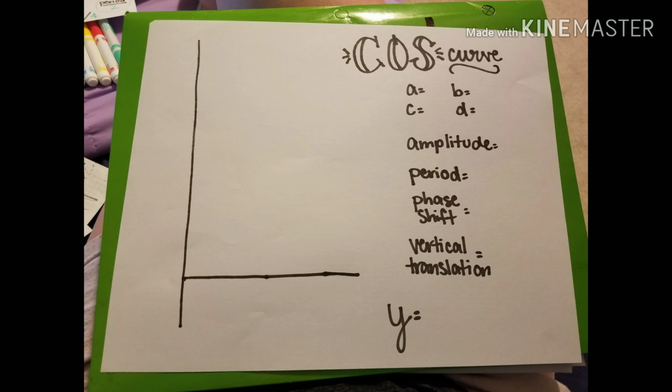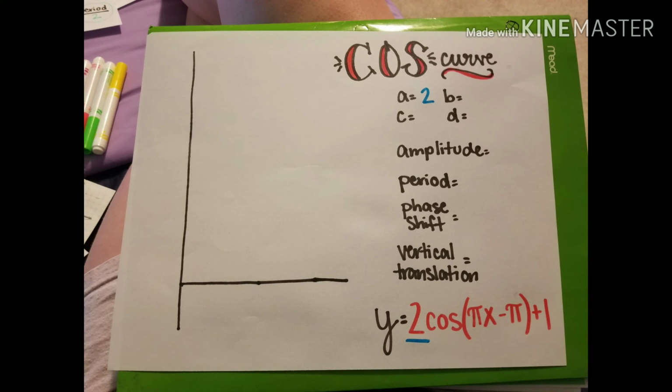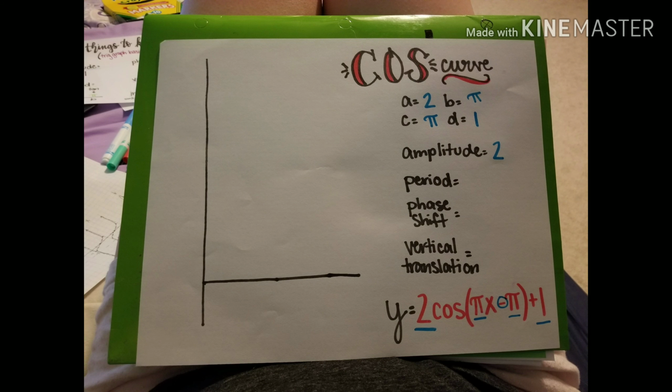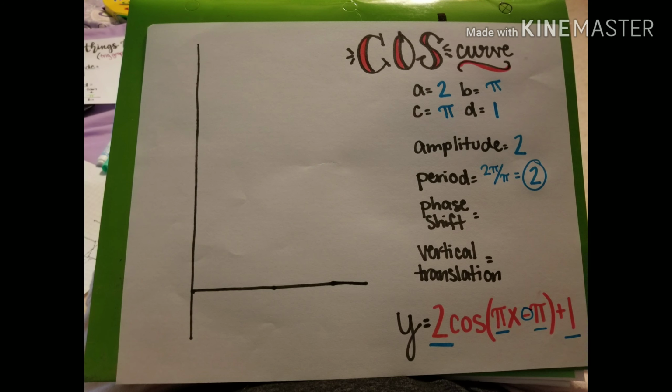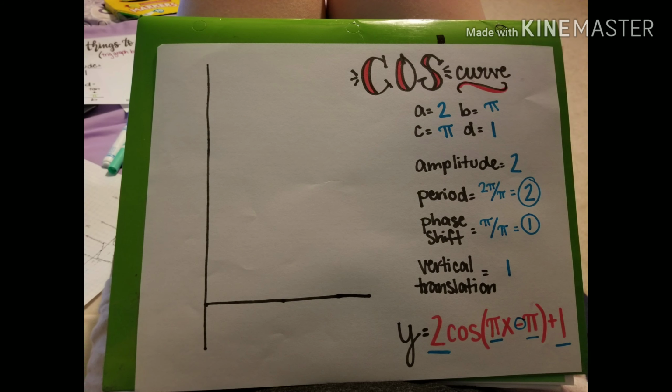Alright, the fun's not over yet, folks. Let's do a cosine curve. We'll start out again by finding our A, B, C, and D values. Next, our amplitude is our A value once again, which is 2. Our period is 2 pi over B, which gives us 2. And our phase shift will be our C value over our B value, which gives us 1. The vertical translation is positive 1, so the graph will move up 1 unit.